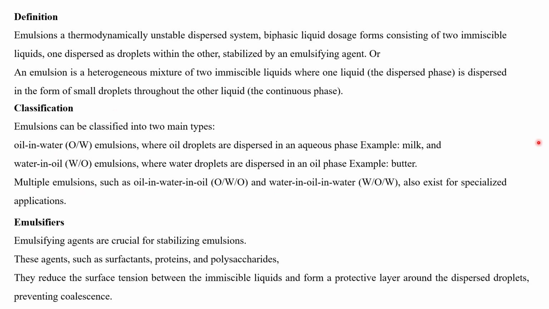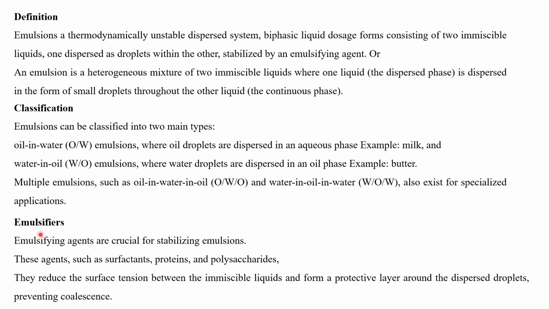So as I have said earlier, since these emulsions contain two immiscible liquids, they are stabilized by emulsifying agents, also called emulsifiers, and they are used for stabilizing the emulsions, because, as the definition itself says, they are thermodynamically unstable. So to make them stable, we are adding emulsifiers. They are categorized as surfactants, proteins and polysaccharides.